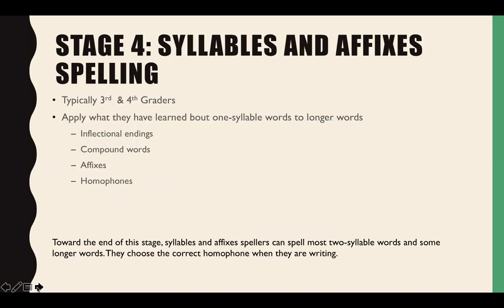So stage 4, syllables and affixes spelling, is a third and fourth grader. They're applying what they have learned about one-syllable words to longer words. They have inflectional endings, they understand compound words, affixes, and homophones, right? Towards the end of this stage, syllables and affixes spellers can spell most two-syllable words and some longer words. They choose the correct homophone when they are writing.